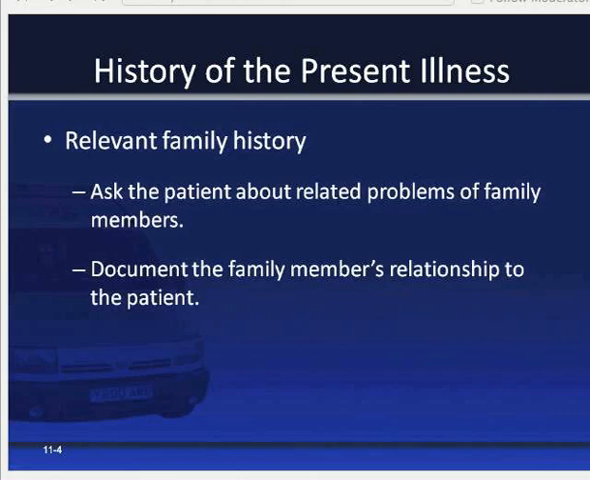Another important part of the history-taking process is the relevant family history. Ask the patient about related problems of family members. For example, if the patient is complaining of difficulty breathing and has a history of asthma, ask if there is a family history of asthma. If the patient is complaining of chest pain, ask if there's a family history of heart disease. Document the family member's relationship to the patient so that this information can be relayed to the receiving facility.